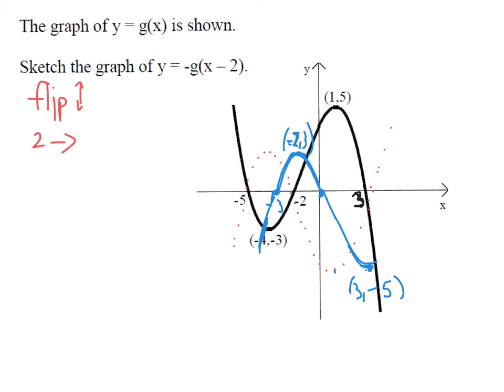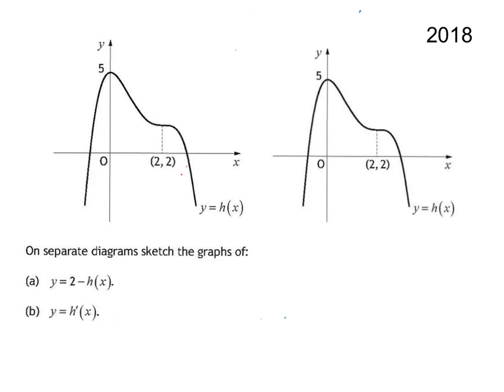And then when you turn that up, that's going to be moved along a wee bit. So the 3 moved along 2, it would be 5 there as well. So that is your graph of negative g of x minus 2. So flipped and moved along. Okay, last one to look at.